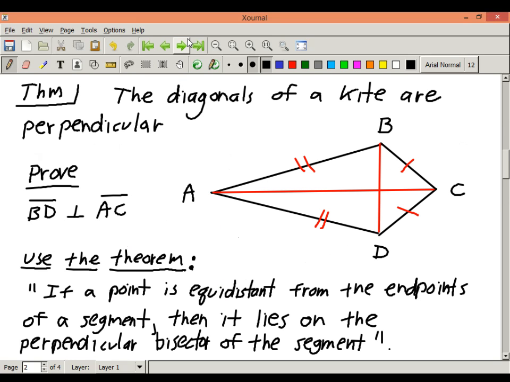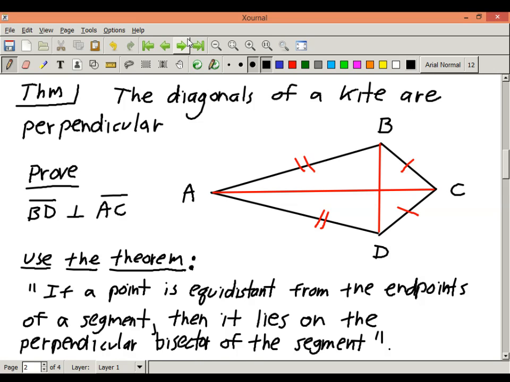The first theorem we have regarding a kite today is that the diagonals of a kite are perpendicular. If you look at that drawing, we have kite ABCD, and you see the diagonals drawn in there, and we're trying to prove them perpendicular. So we're trying to prove that segment BD is perpendicular to segment AC. And we're going to be able to accomplish that with one statement.